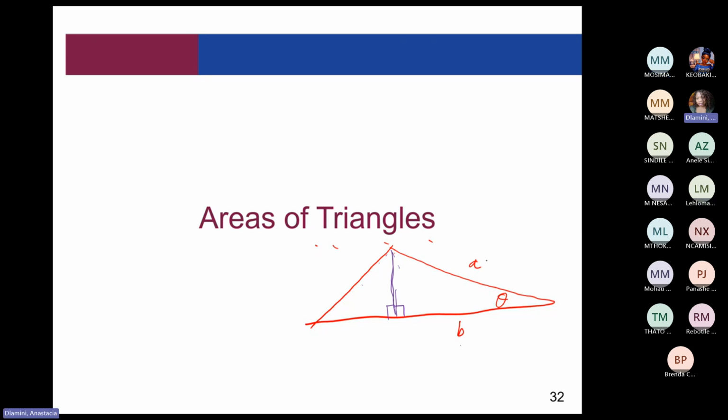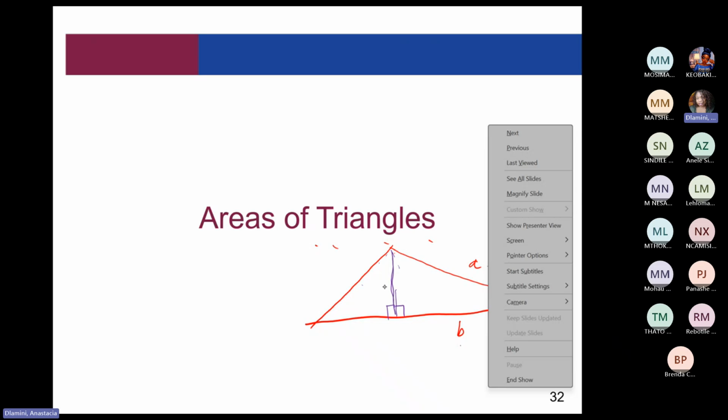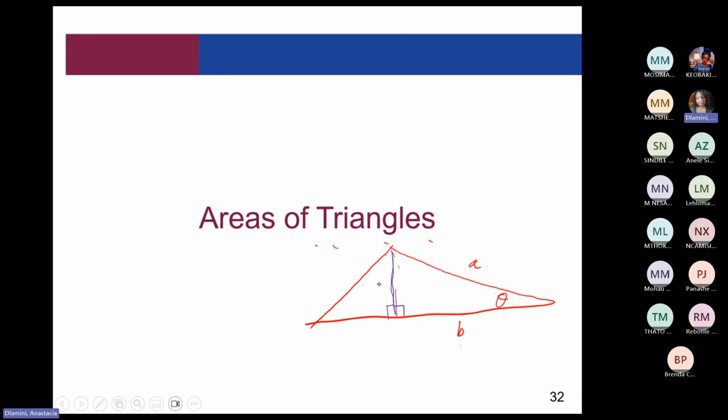Because we know A and B, how can we find this one? Let's call it the height H. How can we find H? Because we have the angle and the sides. Let's not use Pythagoras because it's long. We want to find H. So H will be what, guys?